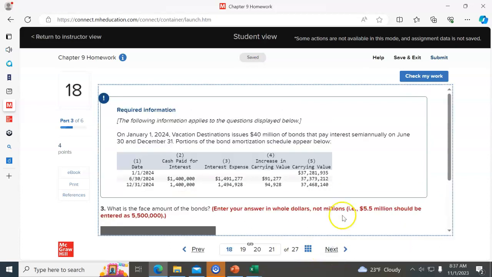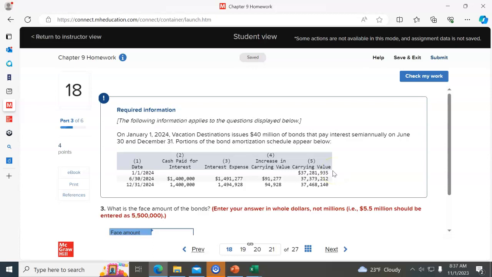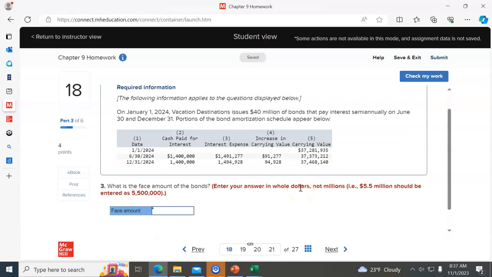Then, what is the face amount of the bonds? 40. Guys, do you see why we're going through this? I want you to understand the lingo, the definitions, the wording, because this is what they're going to ask you on a test.